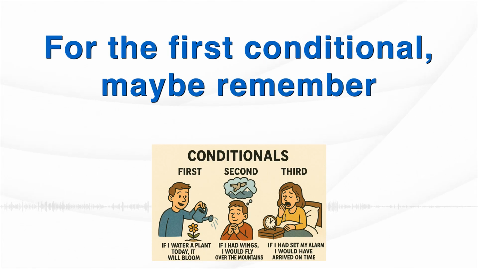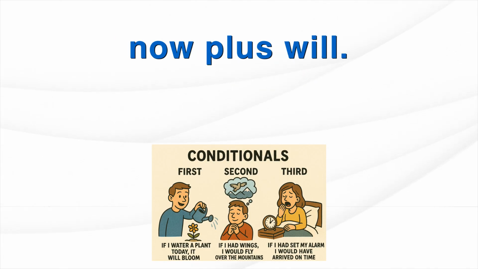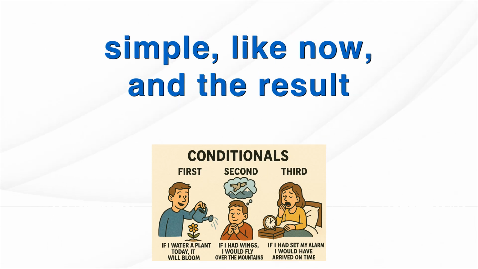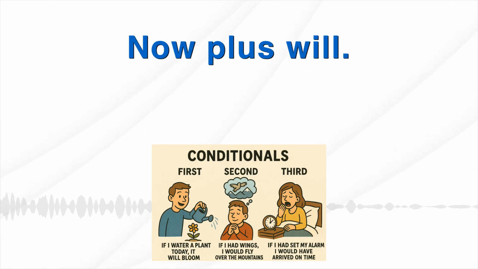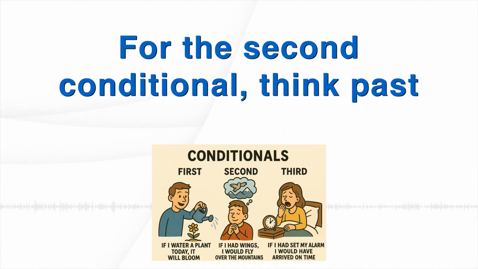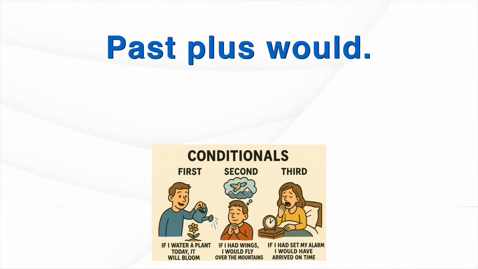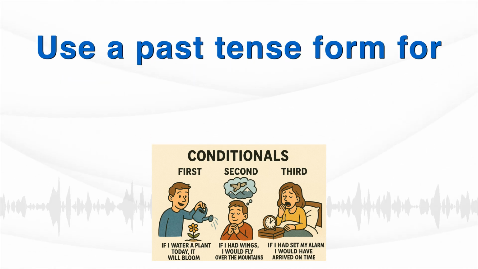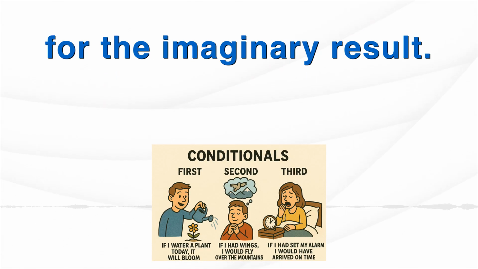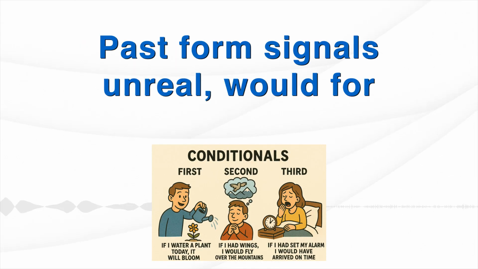Got it. For the first conditional, maybe remember now plus will. Okay. The condition is in the present simple, like now, and the result will happen in the future. Now plus will. I like that. Connects the tenses. For the second conditional, think past plus would. Past plus would. Use a past tense form for the hypothetical if part, and would for the imaginary result. Makes sense. Past form signals unreal.